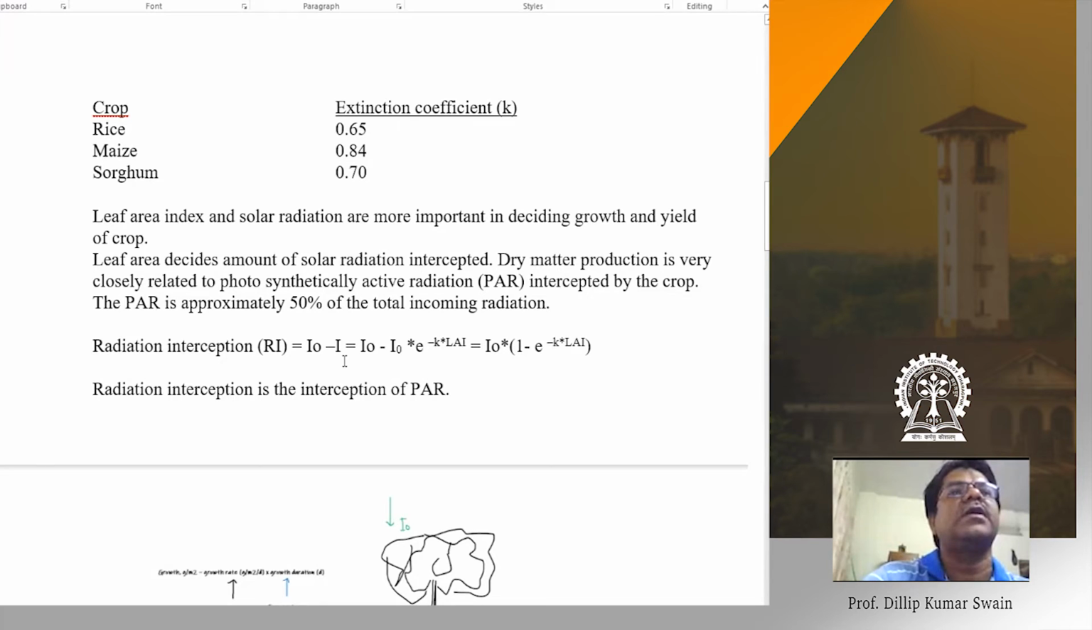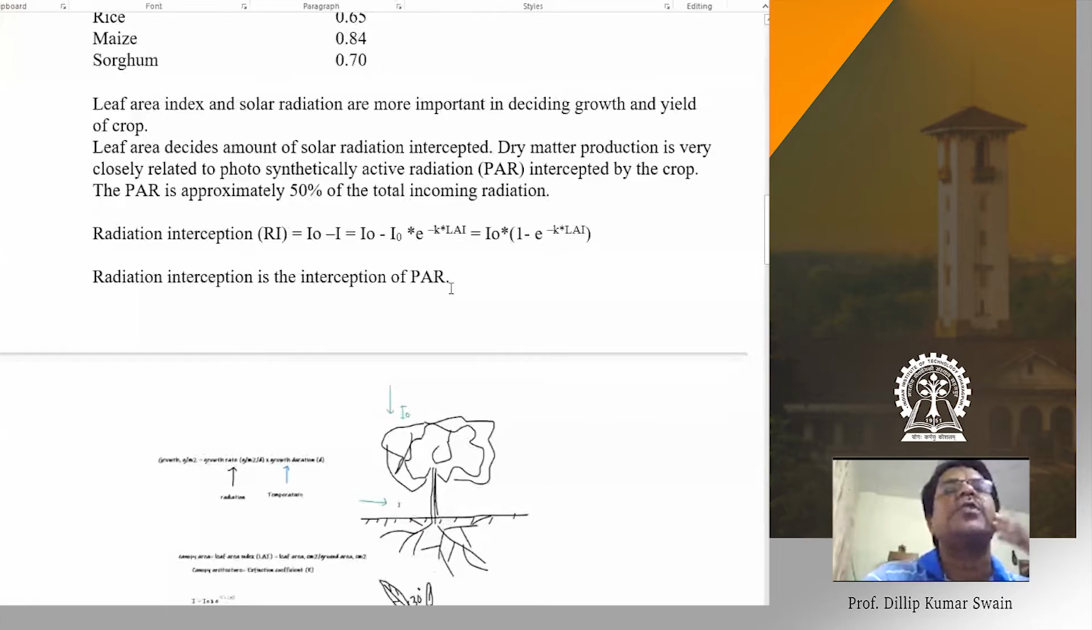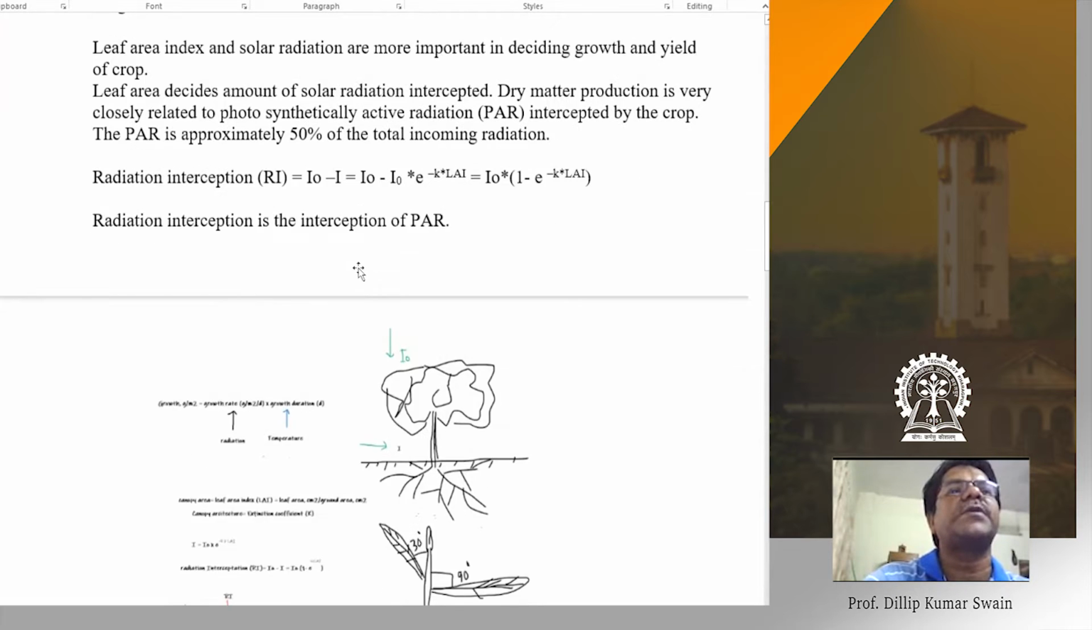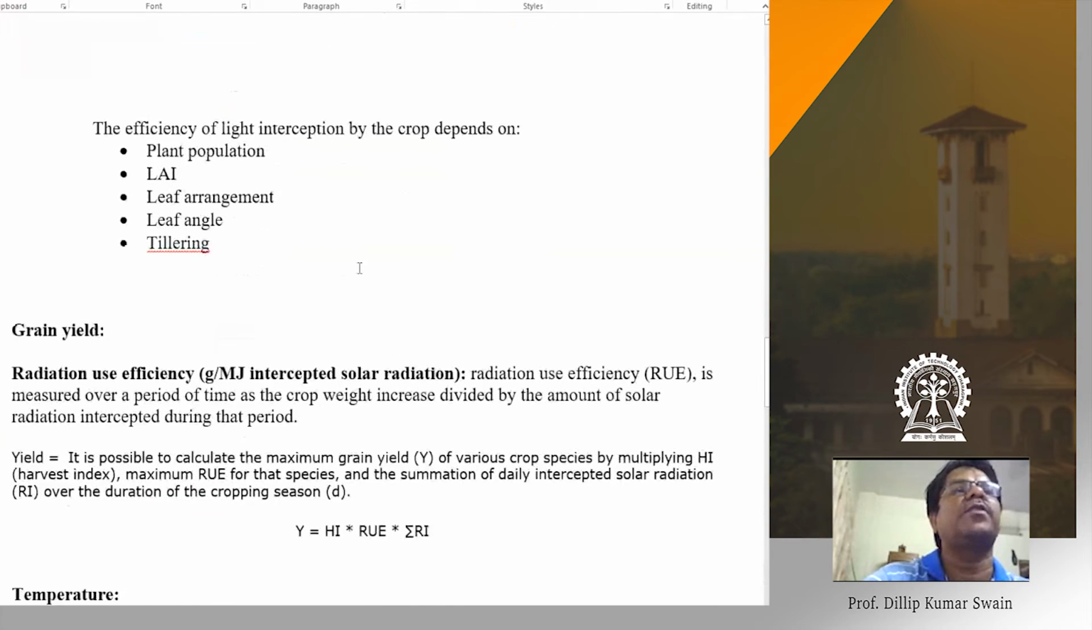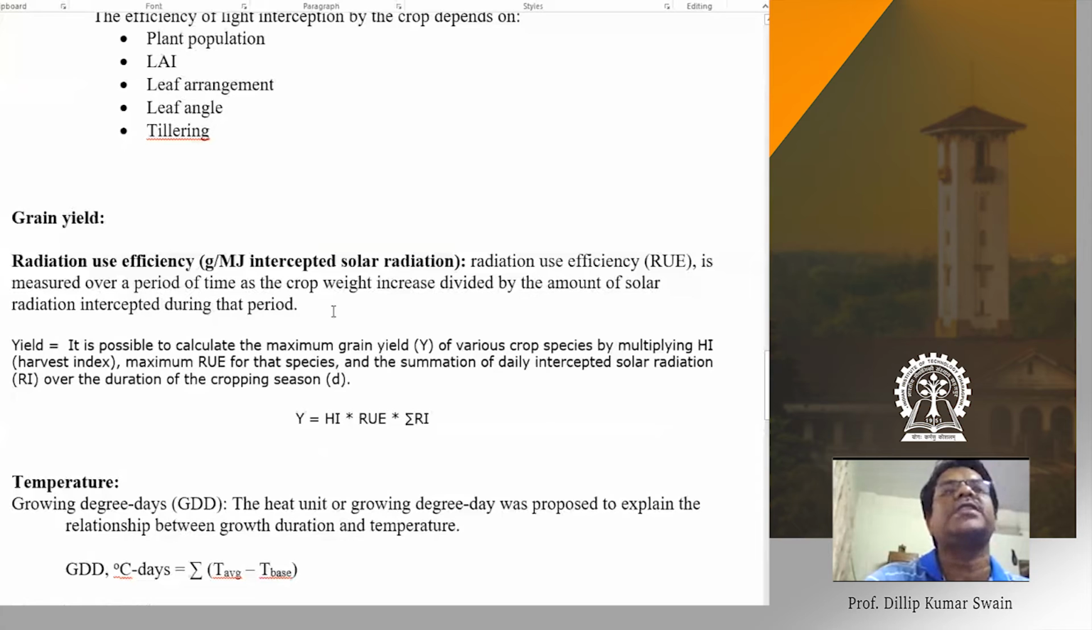The radiation interception is I0 into 1 minus e to the power minus k into LAI. Through remote sensing, when you want to predict the crop biomass at a particular space, also by drone technology, if you calculate the leaf area index, then using that leaf area index you will be able to calculate how much radiation is intercepted by the crops, and if you know the radiation interception, you will be able to determine the biomass. This is how you can use the radiation use efficiency or the radiation interception to predict the biomass and the yield of the crop.